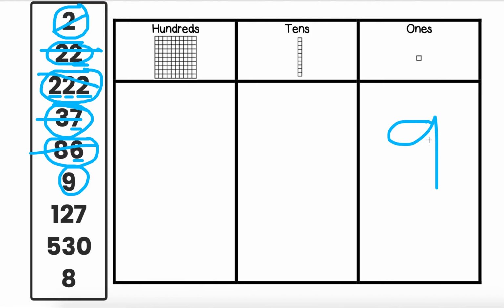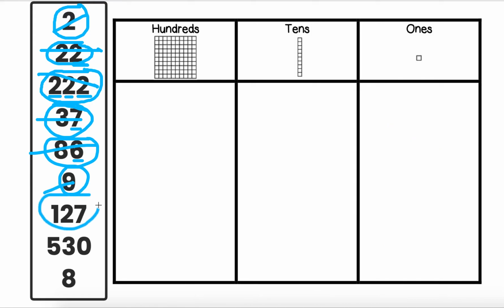I have 9 in my ones place. Now I can draw my picture, and I can draw my little cubes. So I have 9 of them. 1, 2, 3, 4, 5, 6, 7, 8, 9. I have 9 ones, and that's how I draw my number 9. I'm going to erase these so we can go ahead and work on my next example.